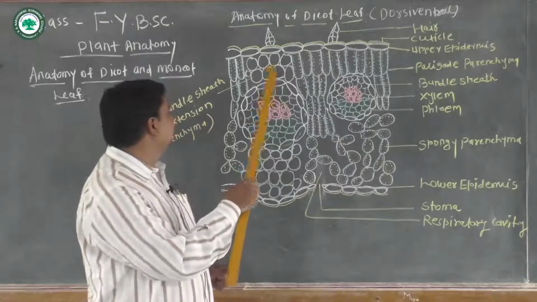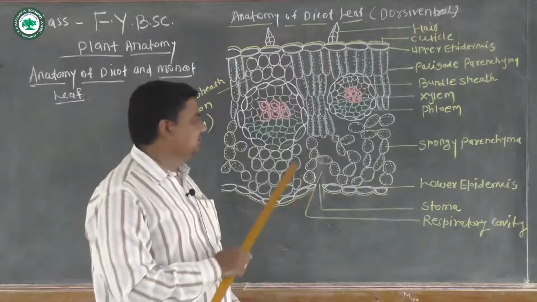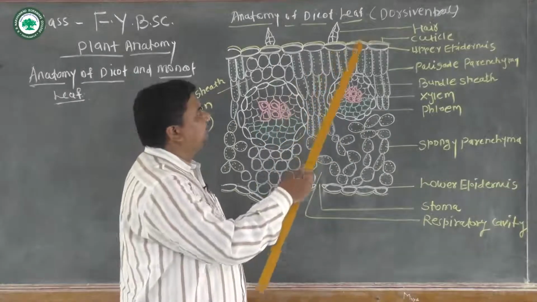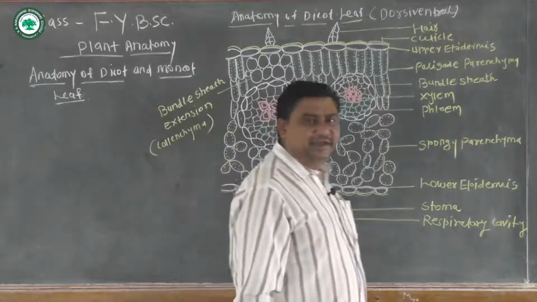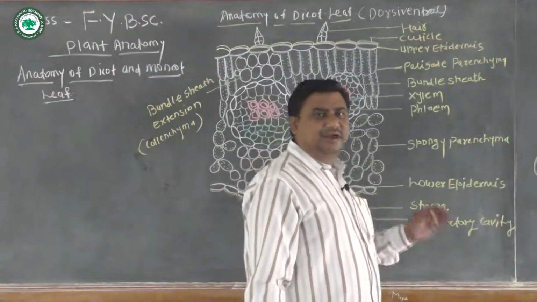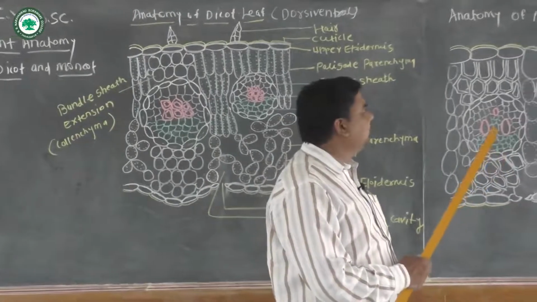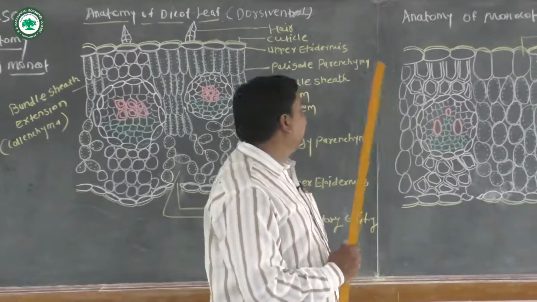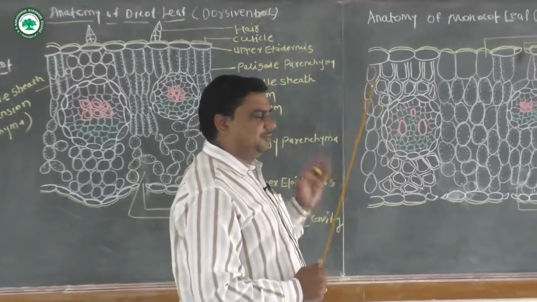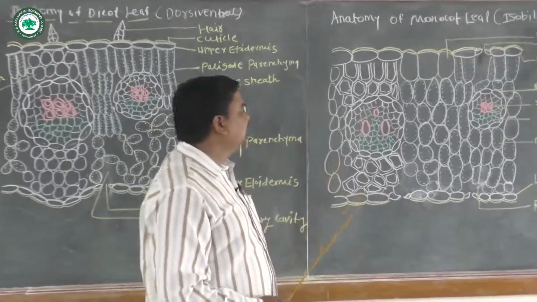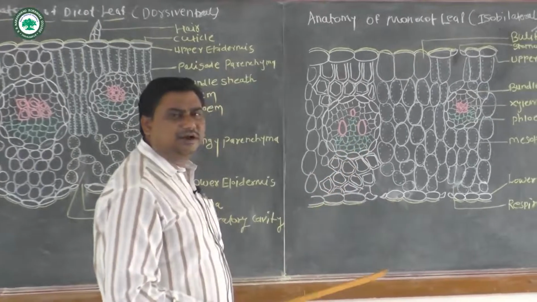So these are the bundle sheath extension. This is all about the dicotyledonous leaf. Okay, then friends, we are going to see now the monocotyledonous leaf. First we saw the dicotyledonous leaf, and now there is the monocotyledonous leaf.